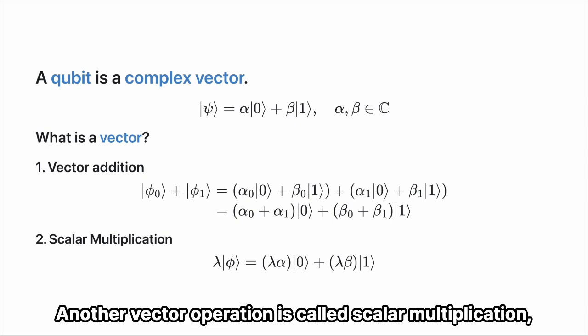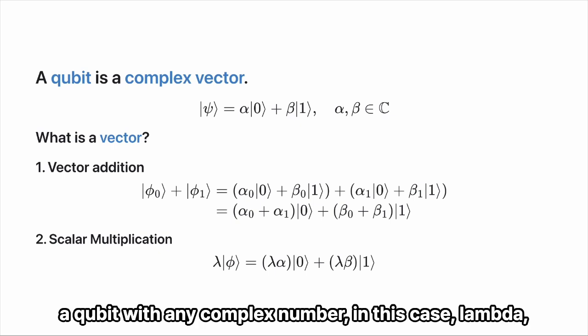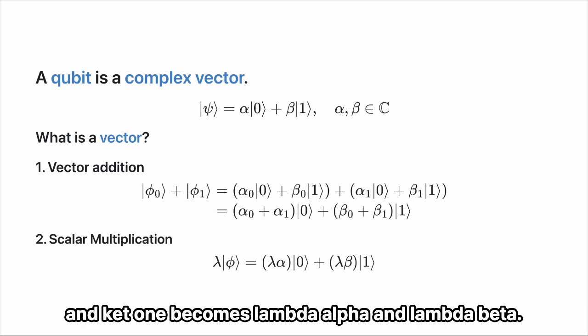Another vector operation is called scalar multiplication, and this means that you can multiply a qubit with any complex number, in this case lambda, so that the coefficients of ket 0 and ket 1 become lambda alpha and lambda beta.